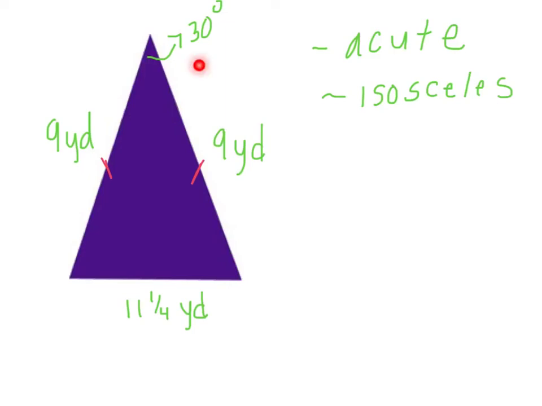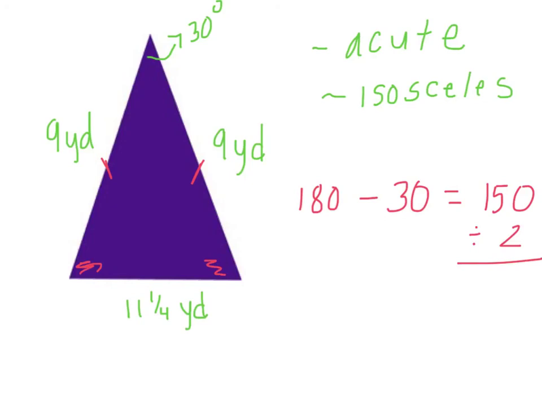Now, if this angle was 30 degrees, and I'm told that, how can I figure out the missing angles? Well, I know there's 180 degrees in a triangle, so I will subtract 30 from that to get 150 degrees. And now I have 150 that needs to be divided between these two angles. So I will divide that by 2. And I get 75 degrees for the missing angles.